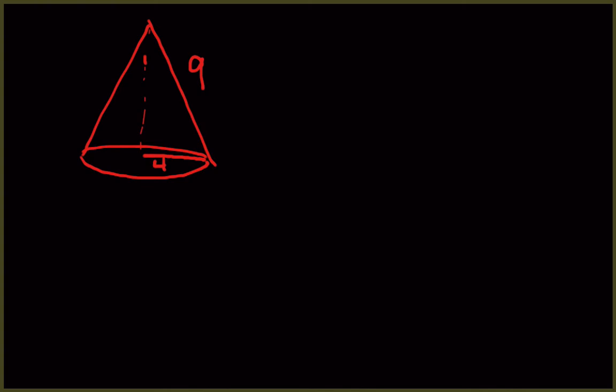Because the formula calls for pi r squared, that's the bottom, plus pi rs, that's the weird sort of cone Pac-Man shape. Okay, going ahead and figuring it out now. Pause the video, give it a try.